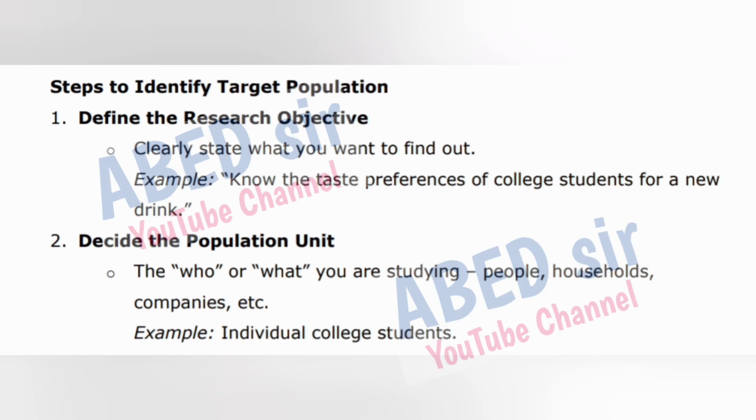Steps to identify target population. 1. Define the research objective. Clearly state what you want to find out. Example, know the taste preferences of college students for a new drink. 2. Decide the population unit. The who or what you are studying: people, households, companies, etc. Example, individual college students.